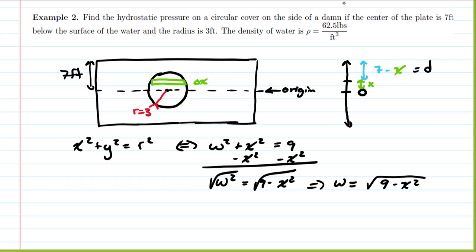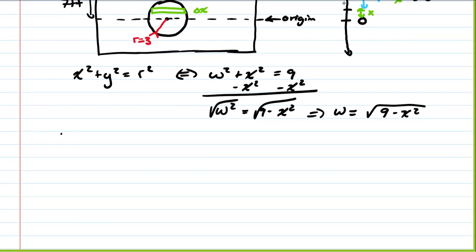Okay, so I've now solved for this, but is that actually the width of the entire thing? No, that's only half of it, right? That's essentially half the distance. So the width is 2 times that. So 2 times the square root of 9 minus x squared.